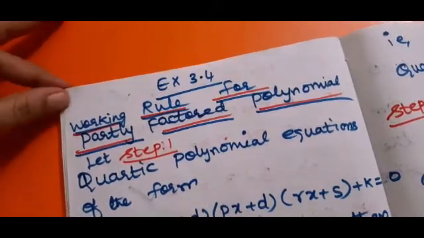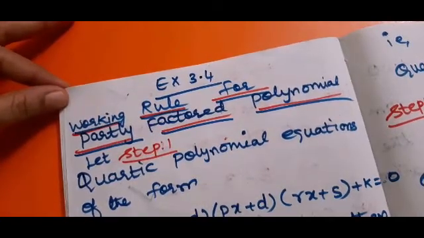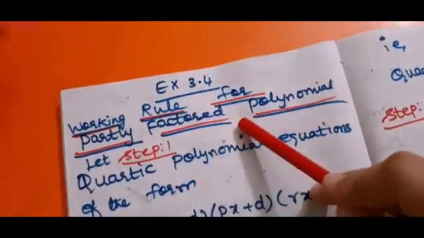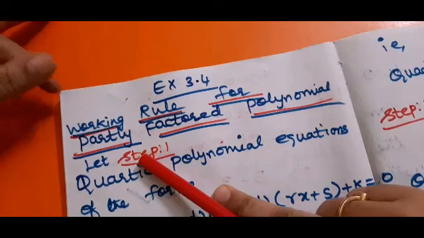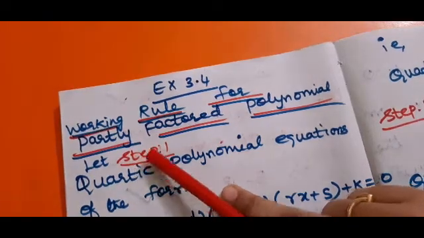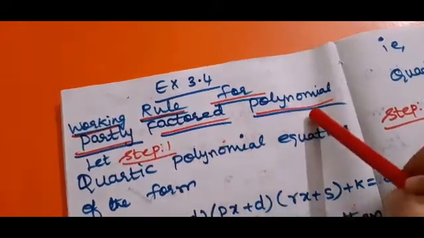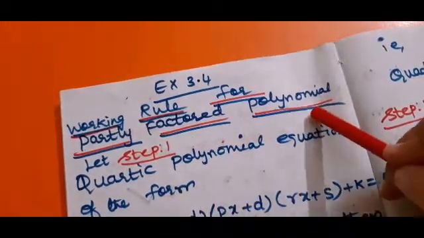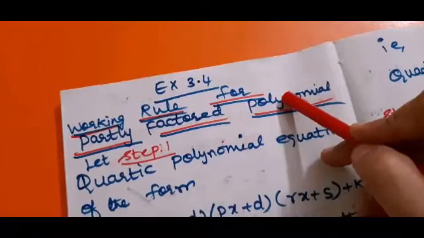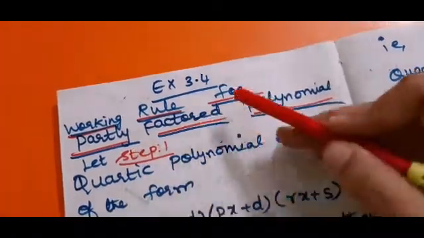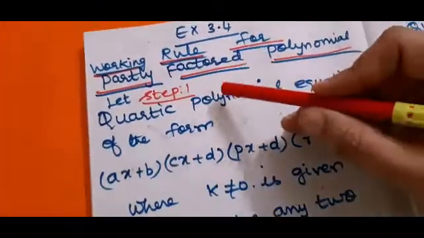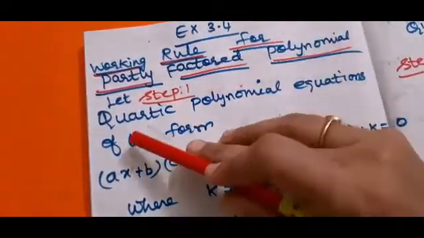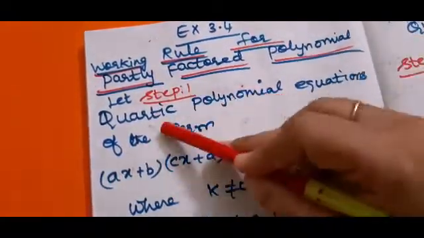Now we are going to discuss exercise 3.4. In that exercise 3.4, we are going to solve the partly factored polynomial of degree 4. So here I am giving you the working rule for a partly factored polynomial with the quartic polynomial.